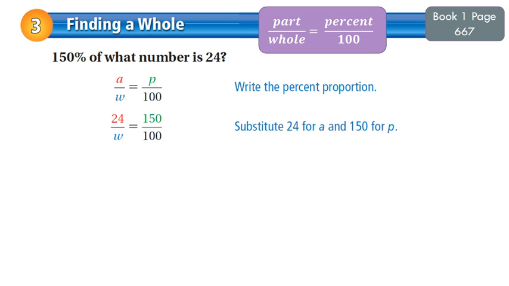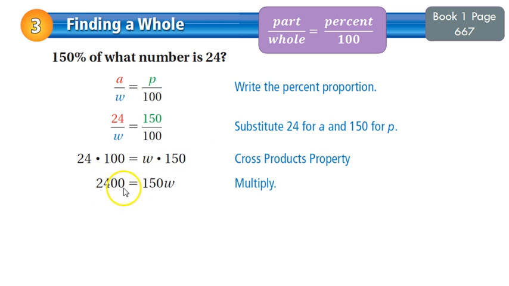Remember, we can solve this in a multitude of ways. In this case, we can't really multiply or divide by 24 because we still have the variable on the bottom, the denominator. One way we can do it, though, is to make cross products: 24 times 100 and 150 times W. Once we multiply this across and simplify, we'd be left with an equation 2,400 equals 150W.